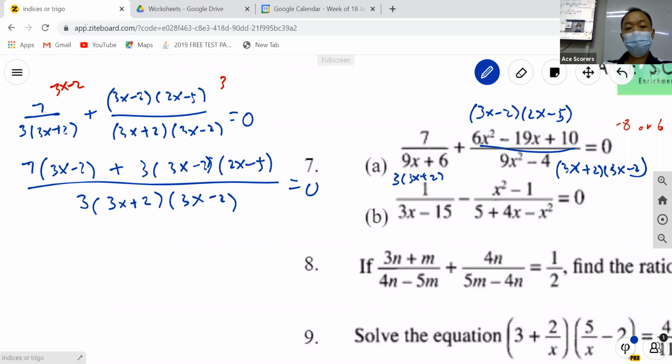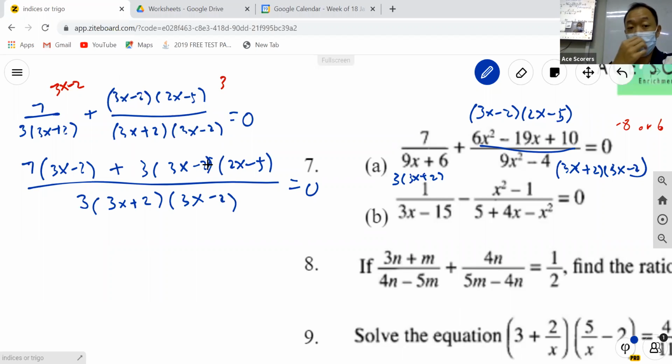Which one are you talking about? Like the 3x minus 2. You mean this one? No, the above one. This one? Yeah. And this one? Yeah. Oh yes, you can cancel it. Yeah, you can actually cancel this. Okay, so if you cancel this, that's a shortcut.